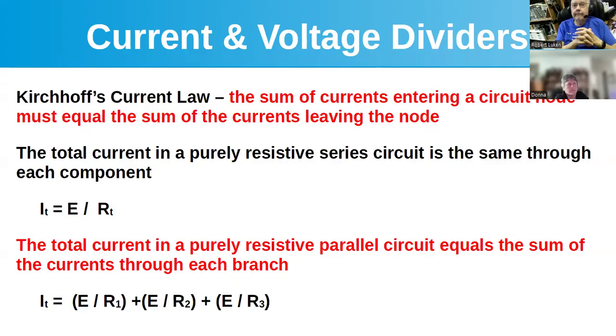When we talk about purely resistive devices, because again, those inductors and capacitors can behave differently than a resistor, in a resistive network the total current that's going through that series of resistors is going to be the same in each resistor or each component.